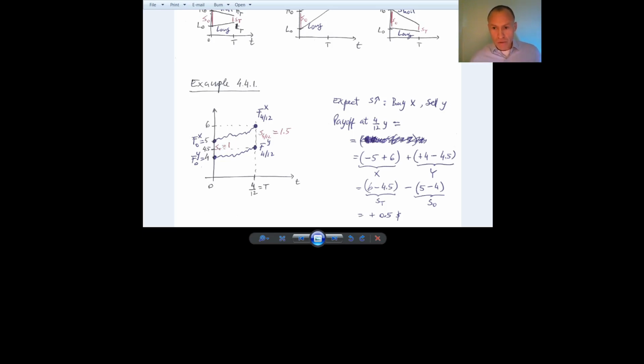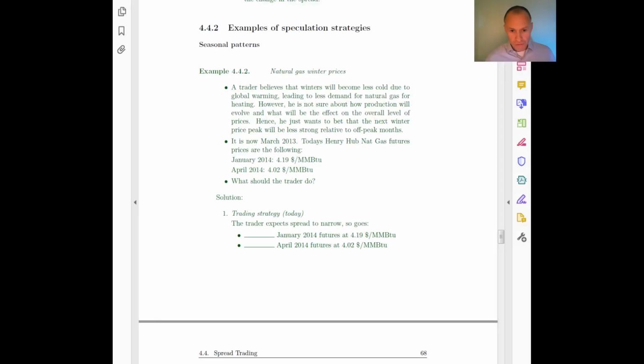All right, so now what we are going to do here is to show PDF here. What we're going to do now is to look at several different examples of this type of trades across all these different energy markets that we have been talking about before. Okay, so the first one is about these seasonal patterns in natural gas.